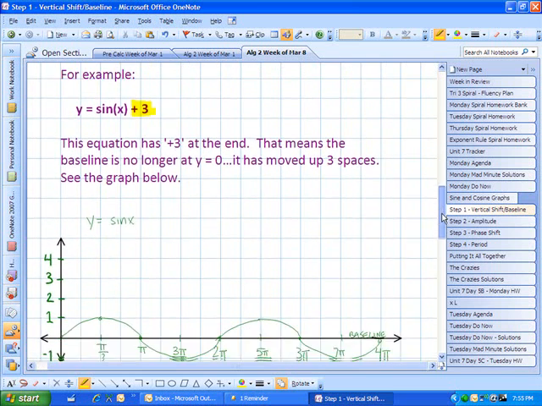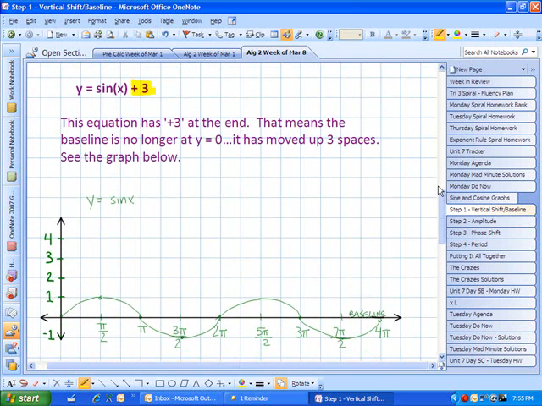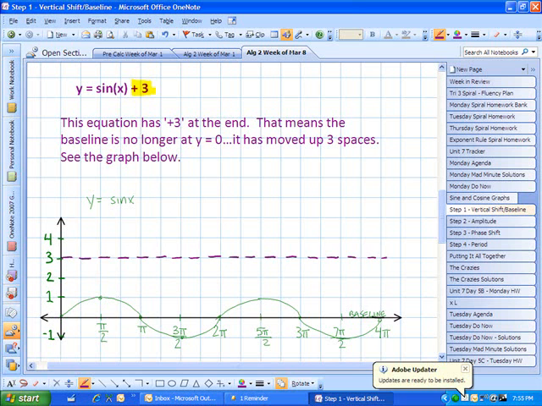So that means if we wanted to graph y equals sine of x plus 3, instead of starting down here where the baseline is, you see in green the normal sine function, we will actually start up here. So it's important to draw your baseline as a dashed line wherever you are actually starting your function. So this is our new baseline. We ignore the old baseline.